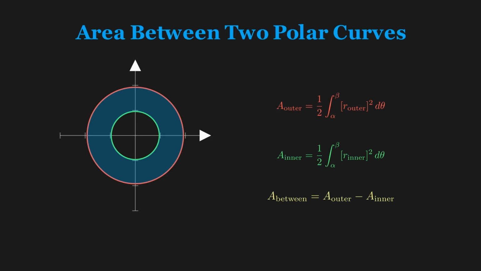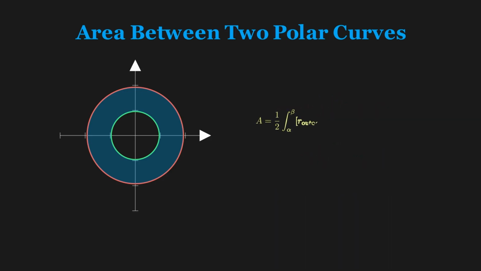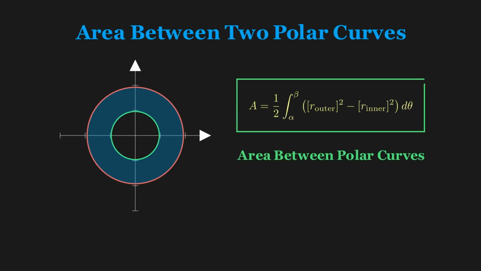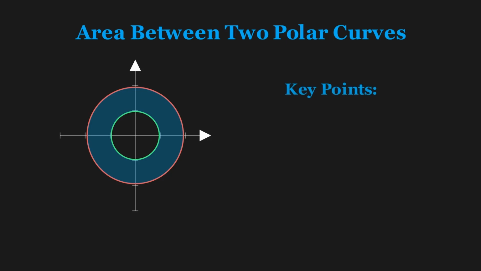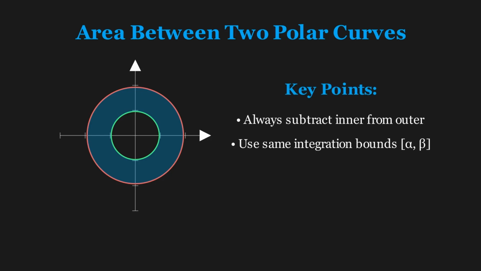Substituting our equations, A equals 1/2 times the integral from alpha to beta of r outer squared d theta minus 1/2 times the integral from alpha to beta of r inner squared d theta. Since both integrals have the same limit and the same factor of 1/2, we can combine them. A equals 1/2 times the integral from alpha to beta of r outer squared minus r inner squared d theta. This gives us our formula for the area between two polar curves. A equals 1/2 times the integral from alpha to beta of r outer squared minus r inner squared d theta. Use this whenever you have two curves and want to find the area between them.